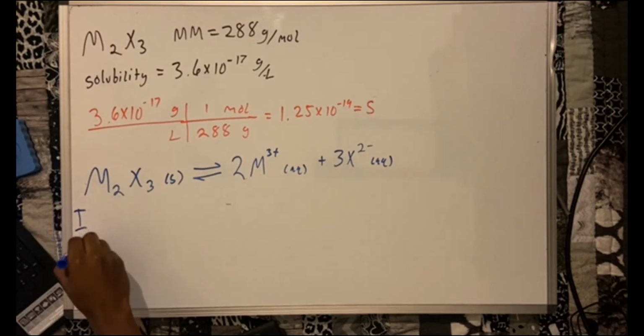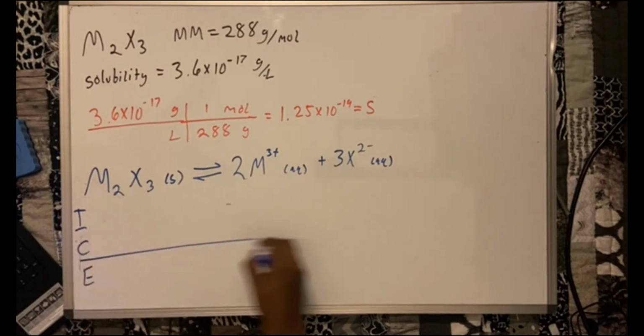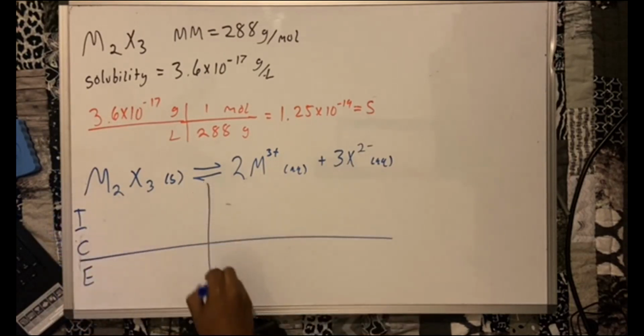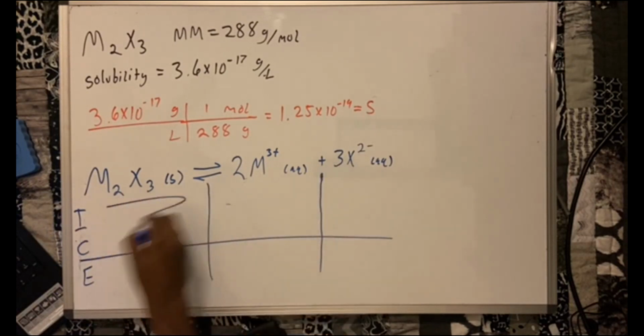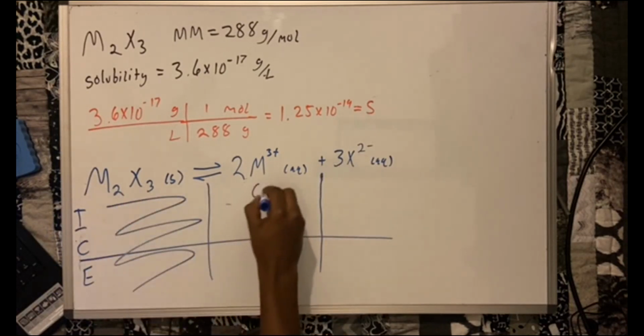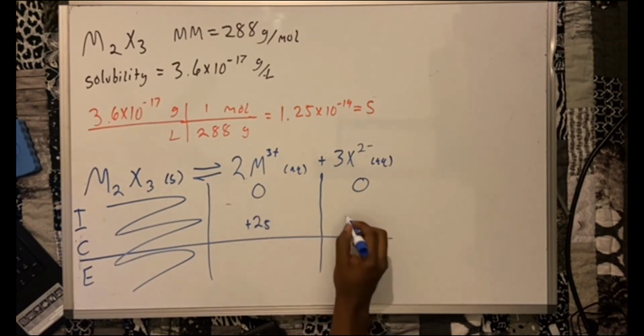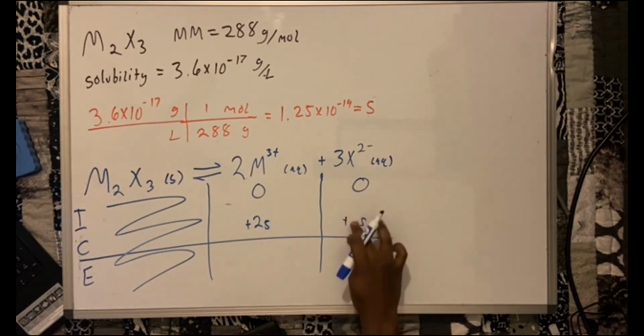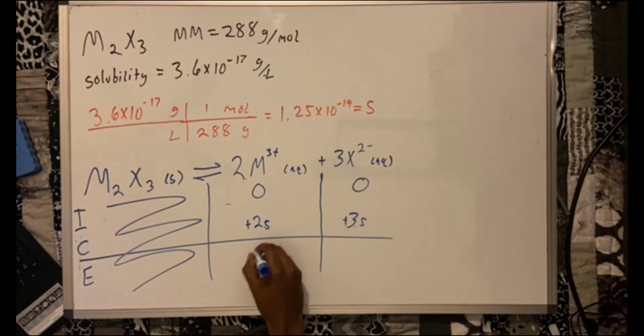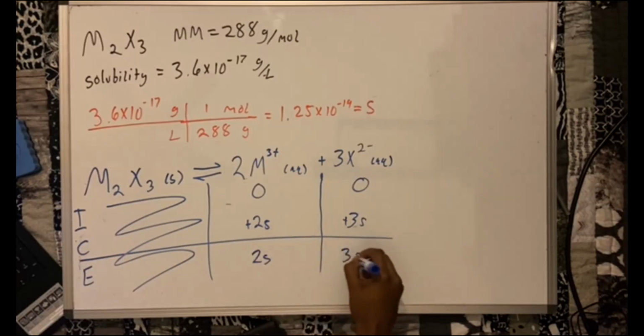Okay, so my ICE table. I'm going to do it for good practice. Do my bars. Don't care about the solid. Okay, I have 0 of that, 0 of this. What do I put here? Plus 2s, plus 2s, correct. And then that, plus 3s. Okay, I got my 2s, 3s.